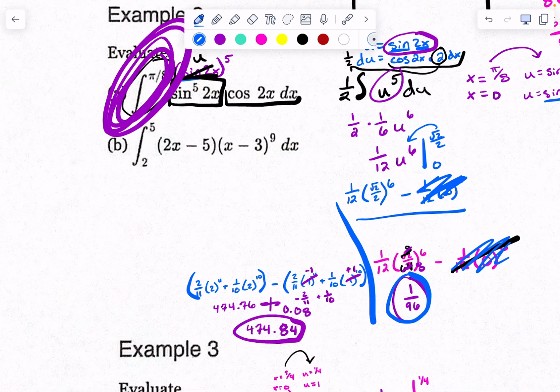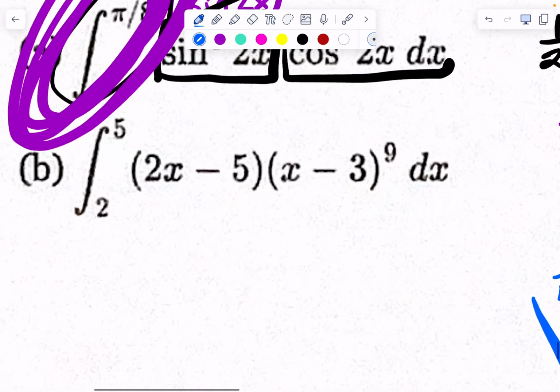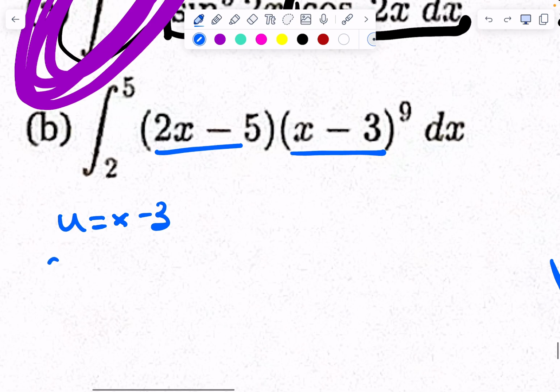Then problem number 2 is this one. We've got 2 parts here, and I have to figure out which one I'm going to have be u. Since this one is to the 9th power, I'm going to say u is equal to x minus 3. That way I can make this u to the 9th instead. Then du equals the derivative of this. The derivative of x is 1, and the derivative of 3 goes away, so this is just 1 dx.